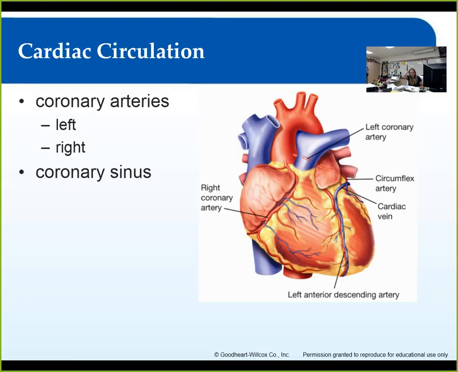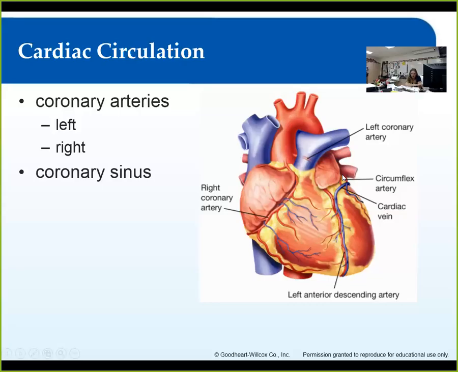Oh, I'm sorry, I'm on the wrong page here. Cardiac circulation, there we go. The right coronary artery has two main branches that supply blood to the inferior and posterior, so the bottom and back of the heart. The left anterior descending artery and the circumflex artery. So that's what we're looking at right here.